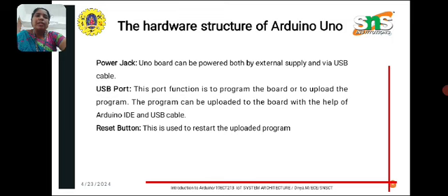Power jack: it is an external power supply. It can be connected via a USB cable and the USB port will be there. This port's function is to program the board or to upload the program. The program can be uploaded to the board with the help of the Arduino IDE and a USB cable. There is also a reset button. This is used to restart the uploaded program.